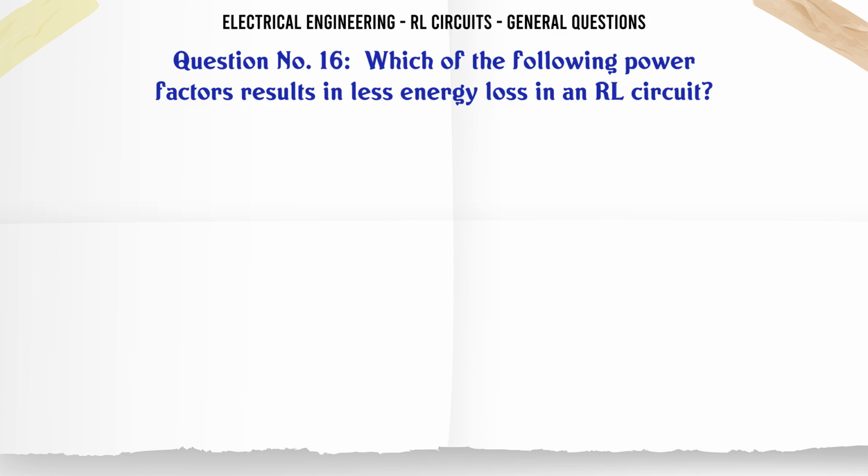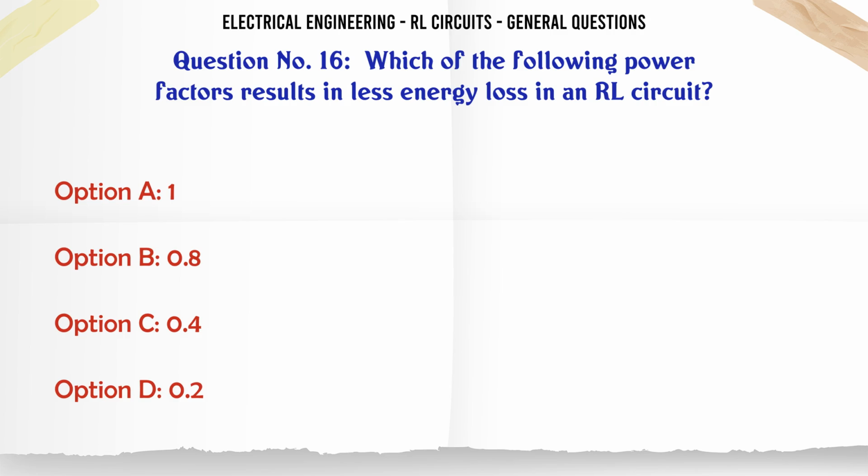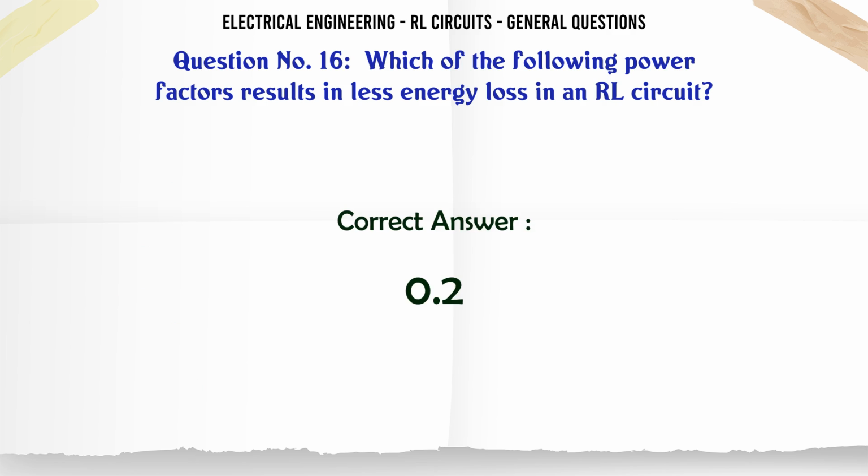Which of the following power factors results in less energy loss in an RL circuit? A. 1, B. 0.8, C. 0.4, D. 0.2. The correct answer is 0.2.